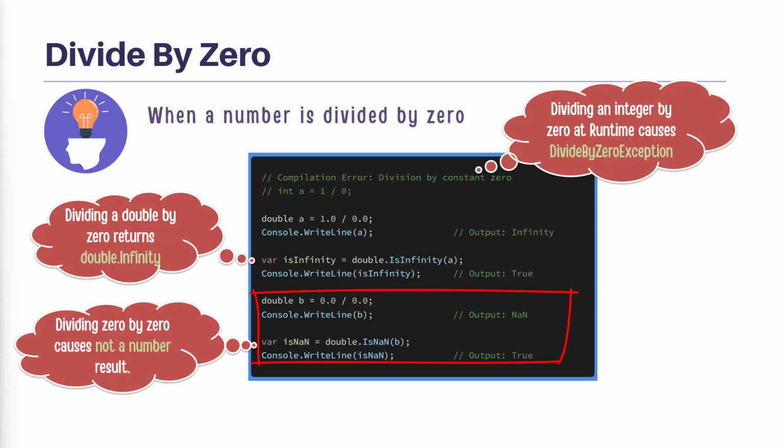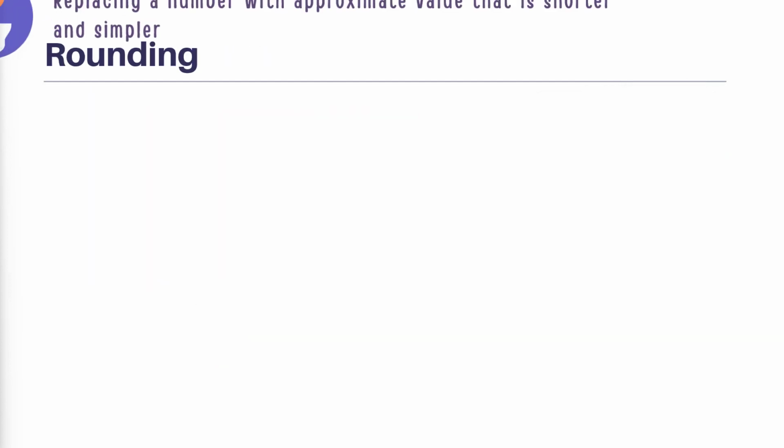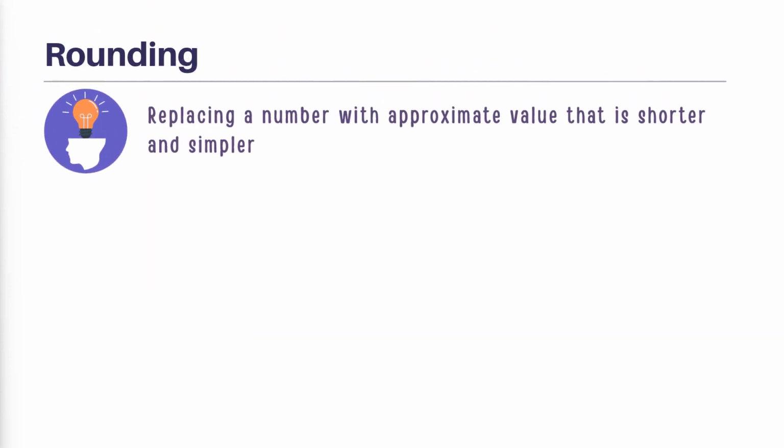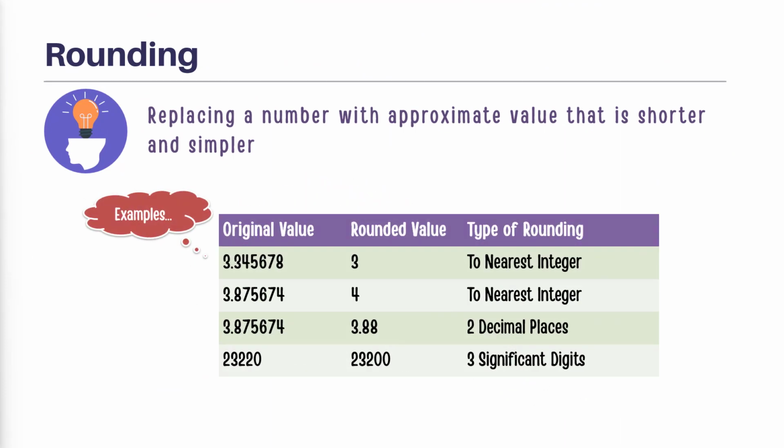Okay, this information is enough for understanding what arithmetic overflow is. Another important concept in the case of arithmetic operations is rounding. Rounding is basically replacing a number with a simpler and shorter number. The table given here shows various forms of rounding a number. The number can be rounded to its nearest integer value.